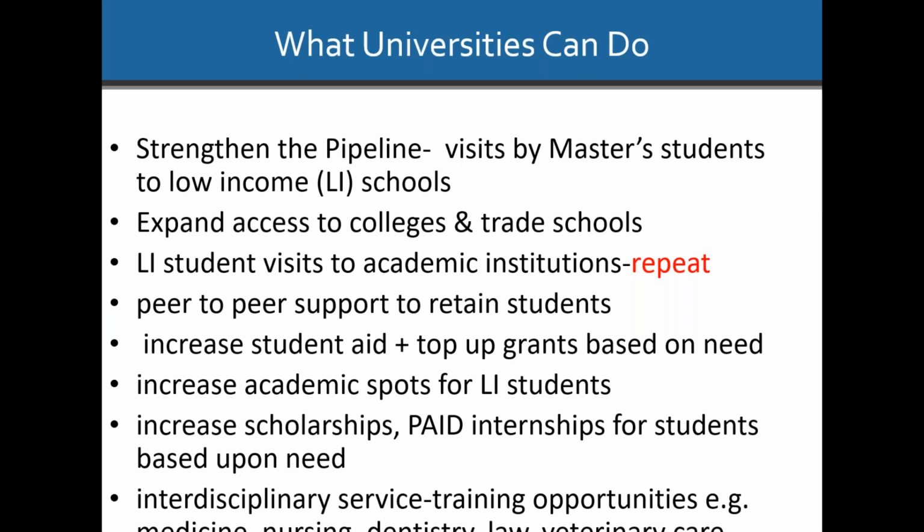The other is for low-income students when they're in academic institutions. They face all manner of challenges to be able to stay. Even though they get in, there are huge challenges for them to be able to stay and retain in their studies. So peer-to-peer support is important. Increasing student aid. Some top-up grants that enable students not to have to work in jobs to pay for their university, which takes their time away from doing their studies. That really compromises their ability to stay in school, and many drop out as a result of that. Focusing on students from minority and disadvantaged communities is extremely important.